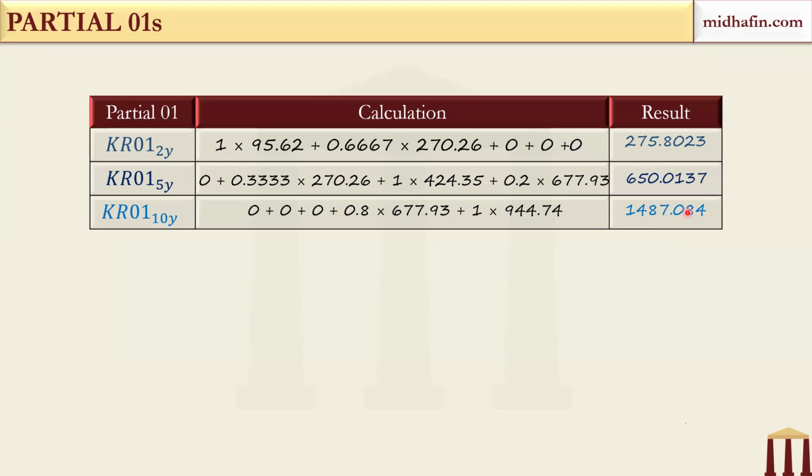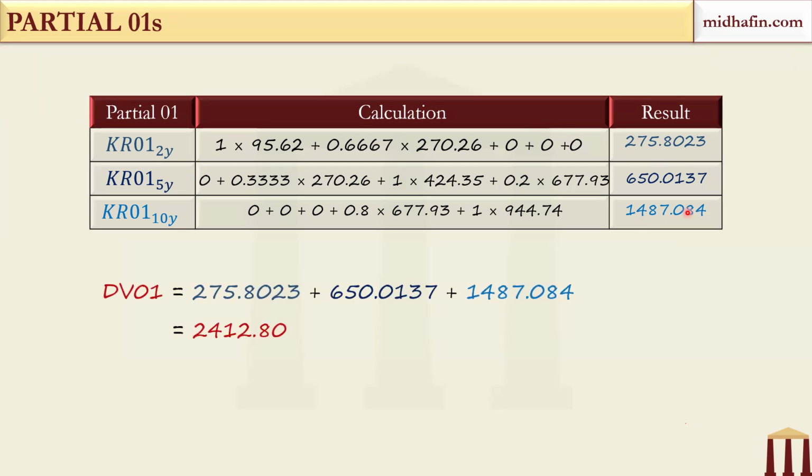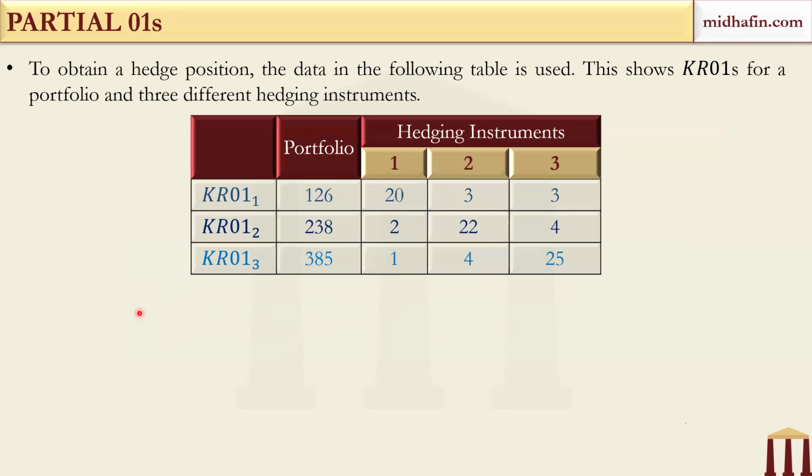structure. So when I add them all, this will give me the DV01. That means all the rates are changing by 1 basis point, 2412.80. That's my DV01. But here I am not hedging for DV01. Rather I am hedging for component DV01s, or you can say key rate exposures. So these are my key rate exposure components of DV01.